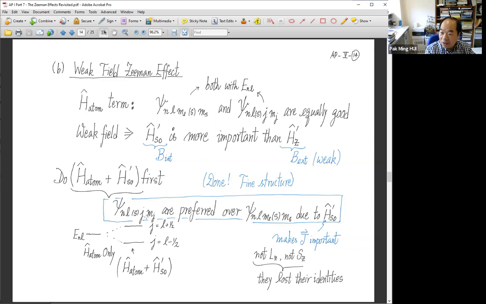Using J, MJ, recall, the result is that for an atomic state, say 2p, and L, it will split into L minus half, L plus half for the J value, and they will take on different energies. That is the fine structure. We don't need an external field, okay? Now, on top of this, we apply a weak field. The question is what happens? This is the weak field Zeeman effect.